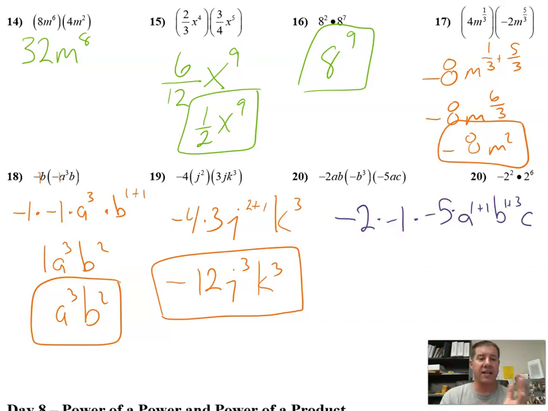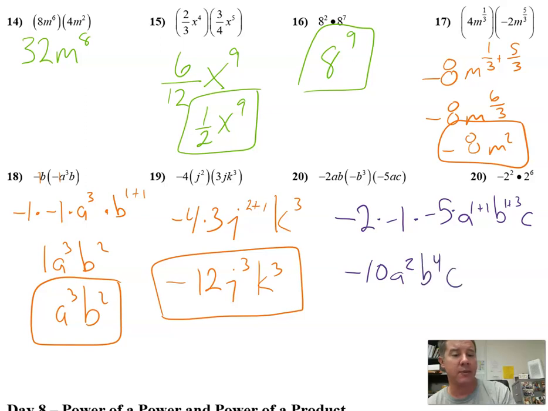Sorry, boys and girls, I was running out of time, so I wanted to quickly show my work here. I grabbed my coefficients. -2 times -1 times -5 is going to give me -10. Then I grabbed the a's and added the exponents, so a squared. Grab the b's and the exponents, b to the 4th, and c was all by itself. So there's my answer.